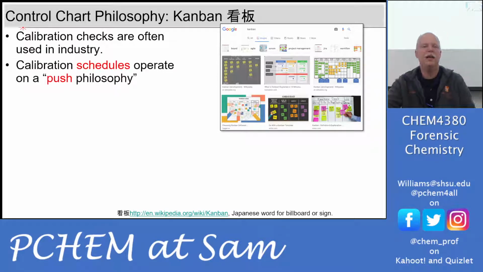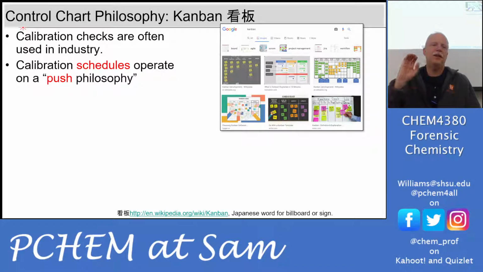So calibration checks are often used in industry. And so what is a calibration check? Well, if you've got your calibration model, you put in your external standards or internal standards, and you've calibrated your equipment, then you can run a known concentration to check that calibration curve. And if it comes in on the line, you're good. You can keep going. The calibration is still good. And so that's what we mean by calibration checks.